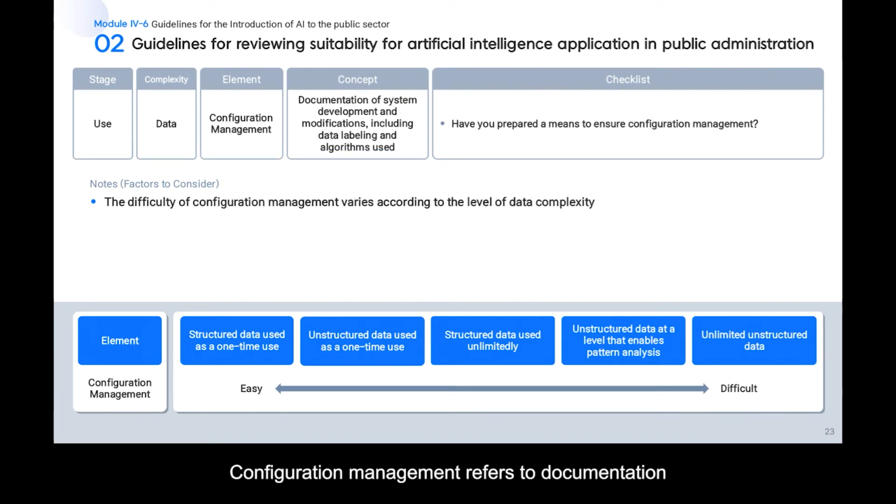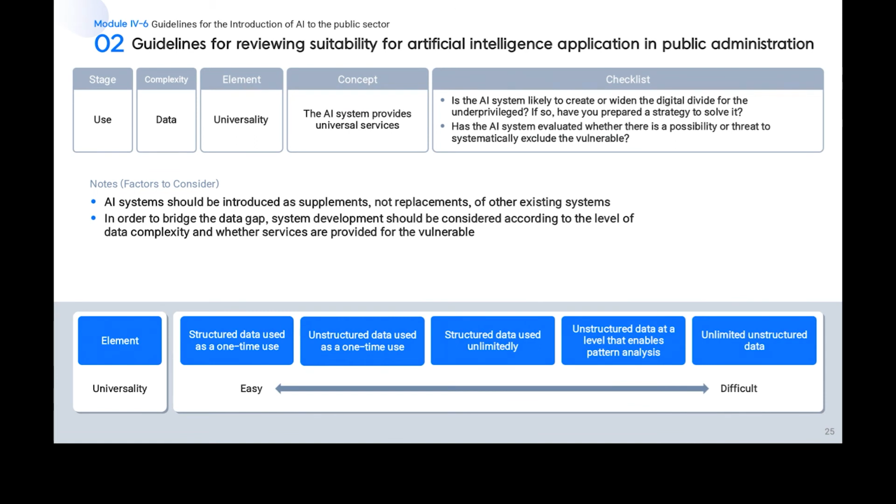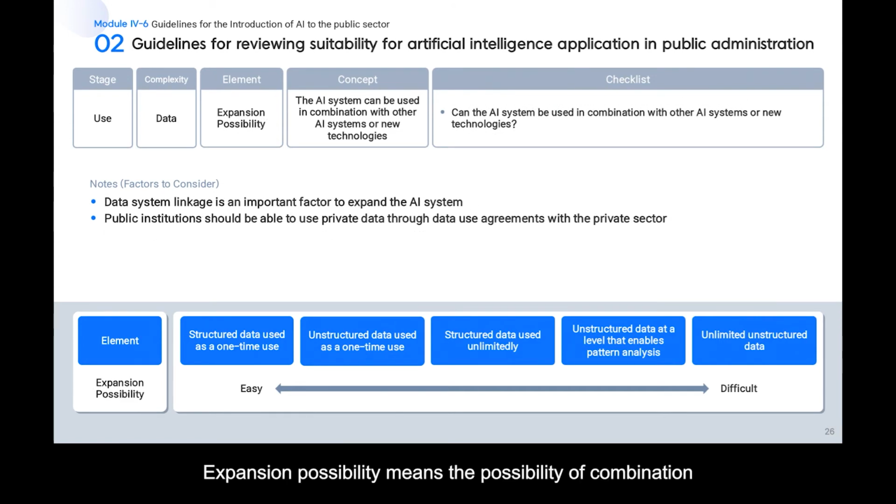Configuration management refers to documentation of system development and modifications. Reappearance possibility refers to the reproduction of an algorithm with the same data. Universality refers to the production of universal services. Expansion possibility means the possibility of combination with other AI systems and/or technology. These 9 elements are related to data. So the complexity of data is influential to these 9 elements, and the level of data complexity should be considered with these 9 elements.